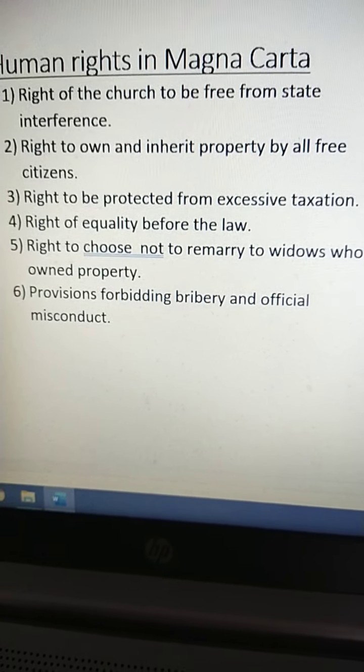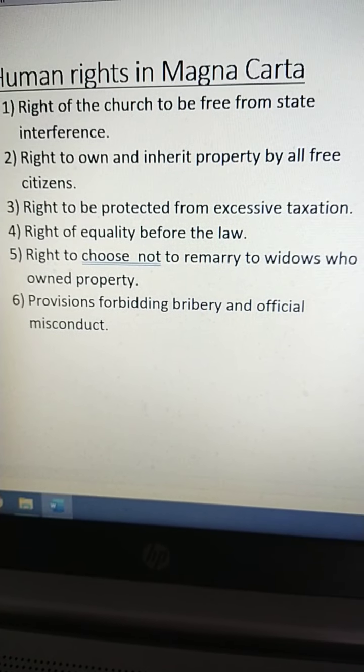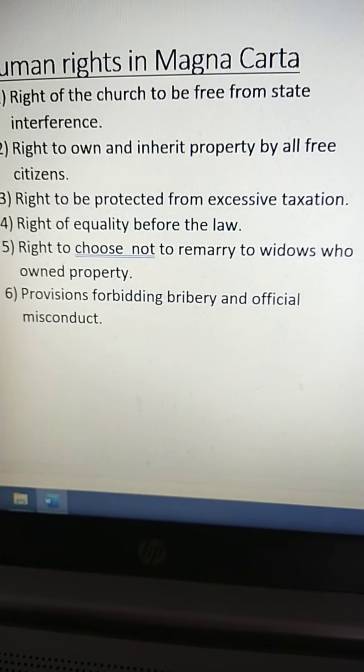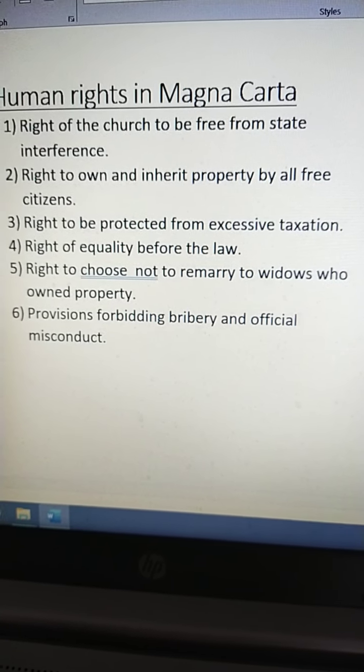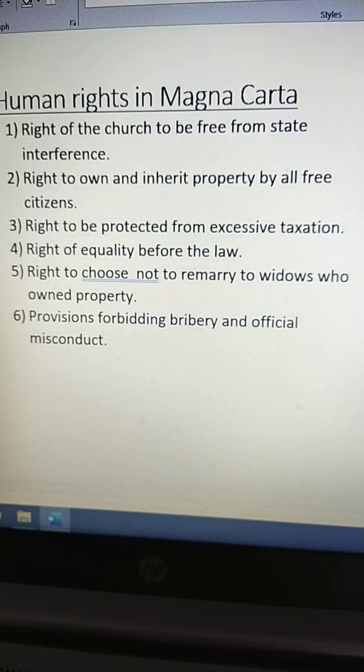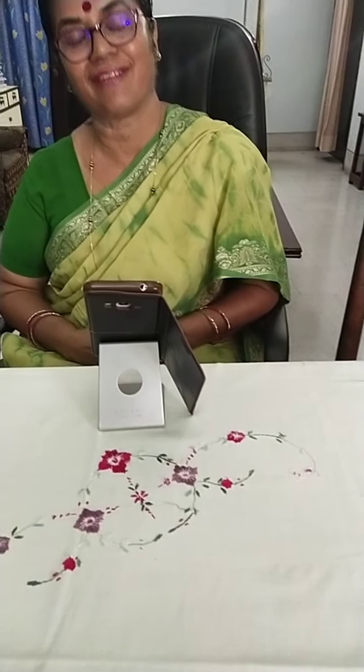The next provision in Magna Carta is forbidding bribery. That is the malpractice. Nobody can ask for any speed money or bribe for expediting any matter, whether in public life or private life. It is an anti-corruption law which Magna Carta emphasized in those ancient days.